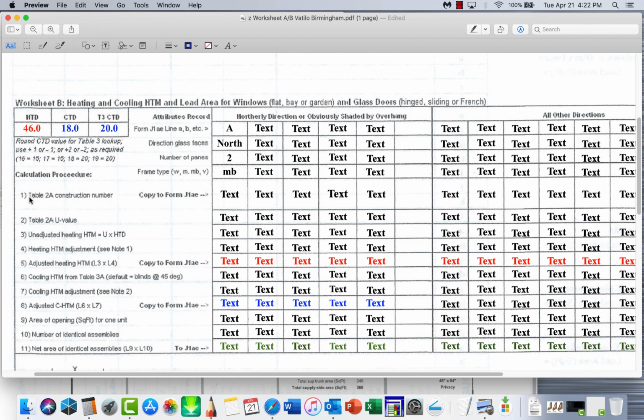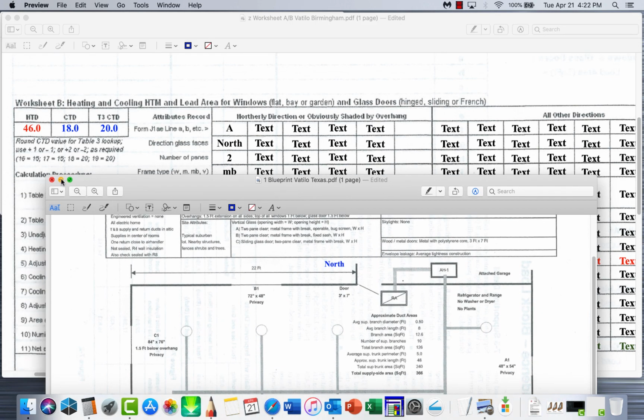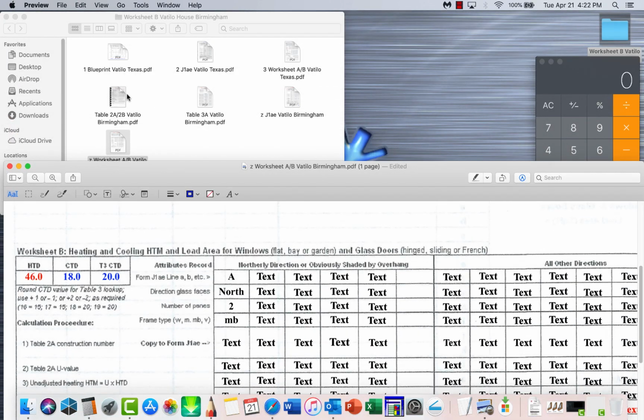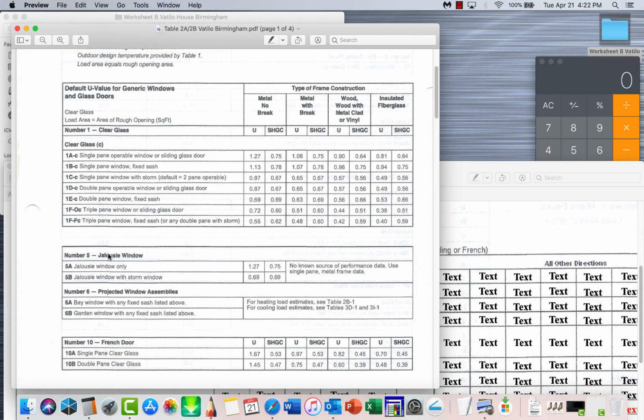Okay, so line 1 says table 2A construction number. All right, so let's go to table 2A. Close that for now. Alright, so this is going to go back to your construction again. Like I said, you have a couple different types of windows you could have. You've got clear glass here. These are clear glass, which is what we got. These are Jalousie windows. These are projected windows like bay windows, garden windows, and of course French doors are down here.